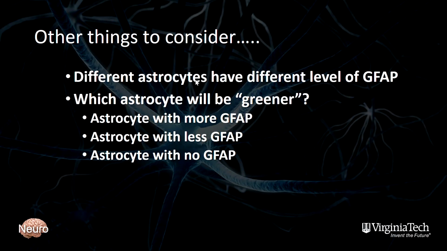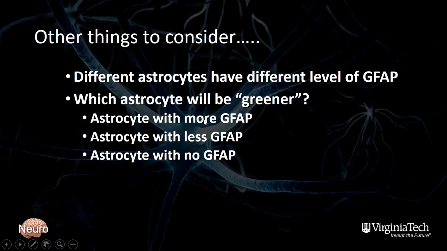Okay, here's another thing to consider. I said different astrocytes have different levels of GFAP. So GFAP is a protein. It makes sense. Different cells will have different levels of certain proteins, all right? Okay, so here comes the question. After our immunohistochemistry staining, which kind of astrocyte will look greener? The astrocyte with more GFAP, less GFAP, or no GFAP? The answer is more GFAP, is that right?